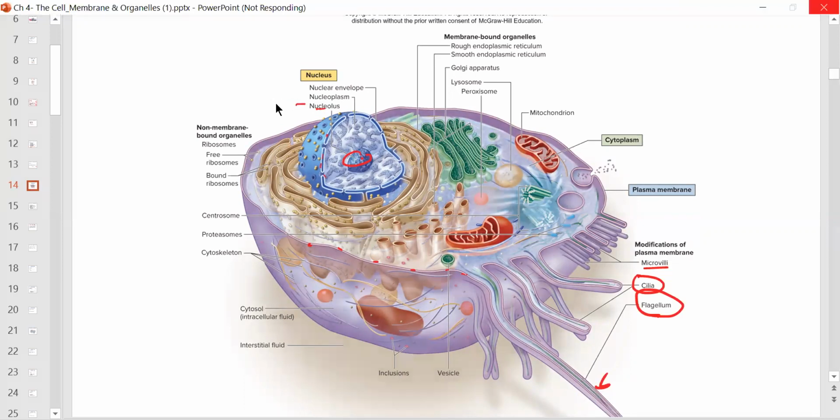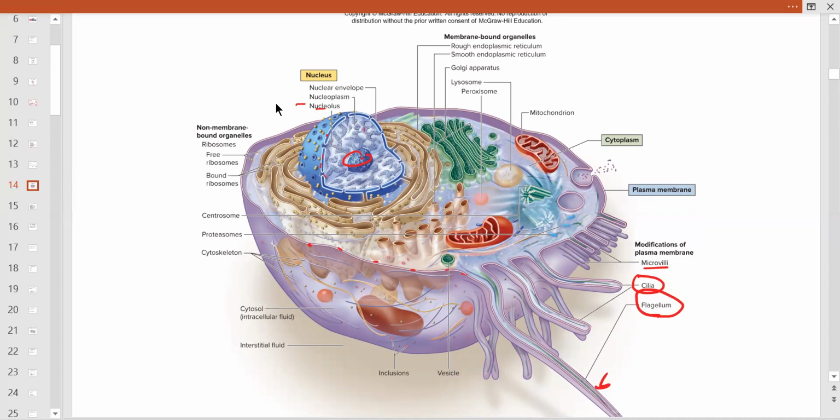Nucleoplasm is basically just the fluid within the nucleus. And the nucleus contains what? DNA. DNA stays in the nucleus. Okay, so the nuclear envelope, I don't know if it says it here, but the nuclear envelope has holes in it. And they're called, it might be somewhere, I just can't see it. They're called nuclear pores.